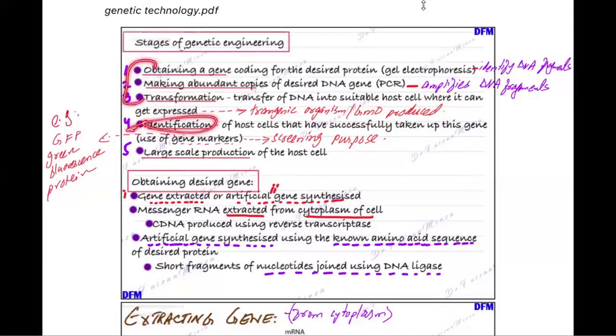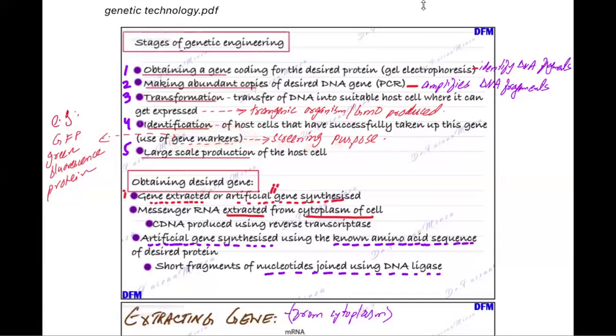Because once all these things have been done and you have placed the gene inside the host cell, the host cell might not be transformed. The host cell might not have taken up the gene that you wanted to be inserted into the cell. So we have to identify that. And when we have to identify the transformed cell, we use gene markers for screening purposes.